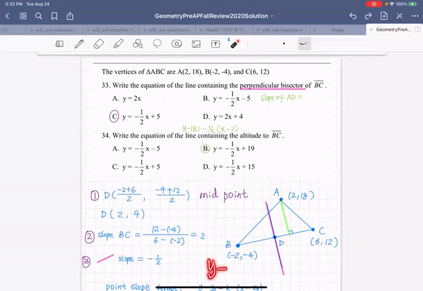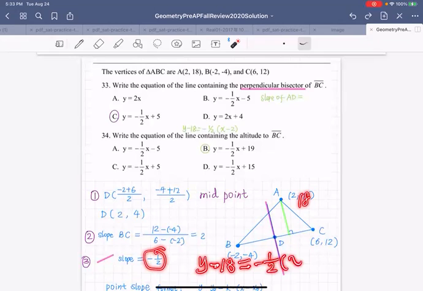Y minus? It passed A, so it passed this point. Y minus y1, y minus 8 equals -1/2 times x minus x1, which is 2, right?